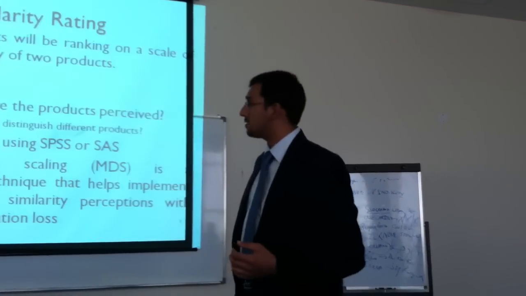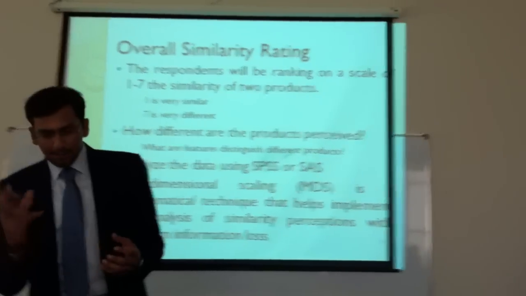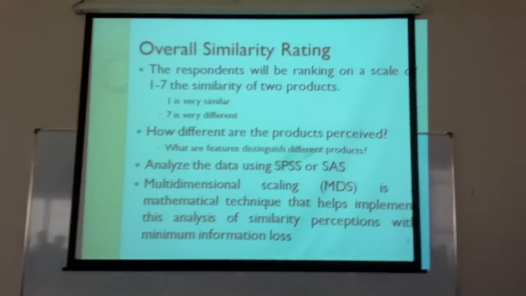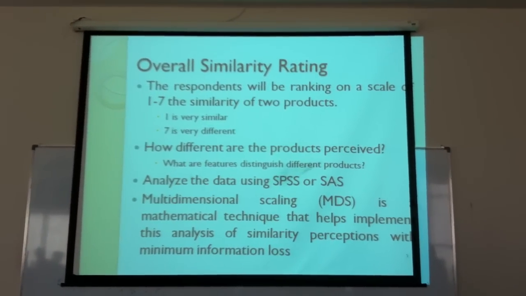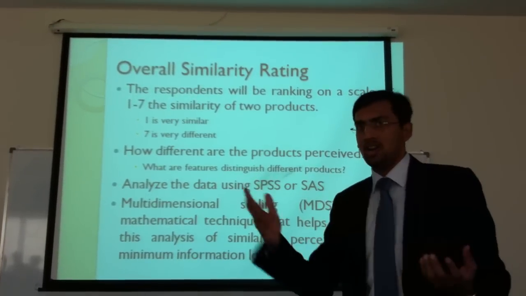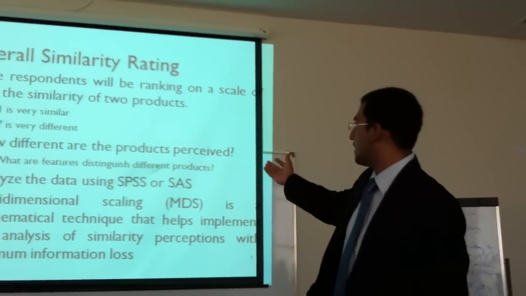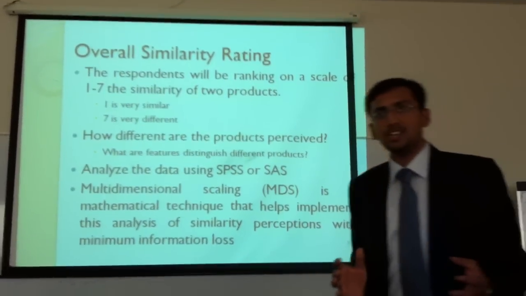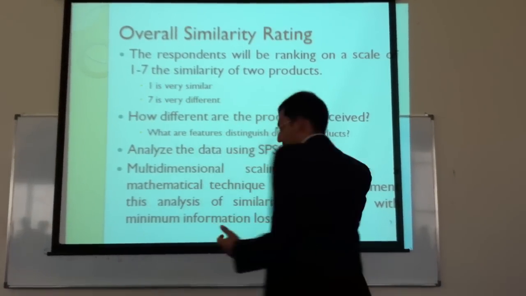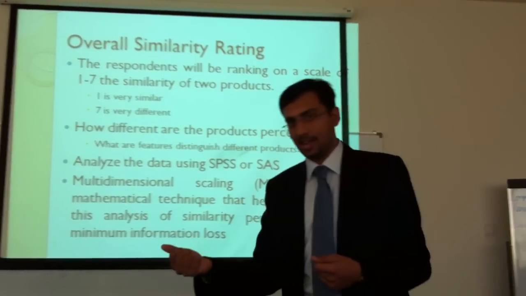The next method here is the overall similarity rating based method. In this, you identify the products that need to be compared, then go out to the market and get a similarity rating done, say from 1 being very similar to 7 being totally different. Come back with the data, analyze it using SPSS and SAS, and there is a special technique called multidimensional scaling with which you plot the data. I'm not very sure about multidimensional scaling, and I sought the help of sir, and sir said he'll take care of it.